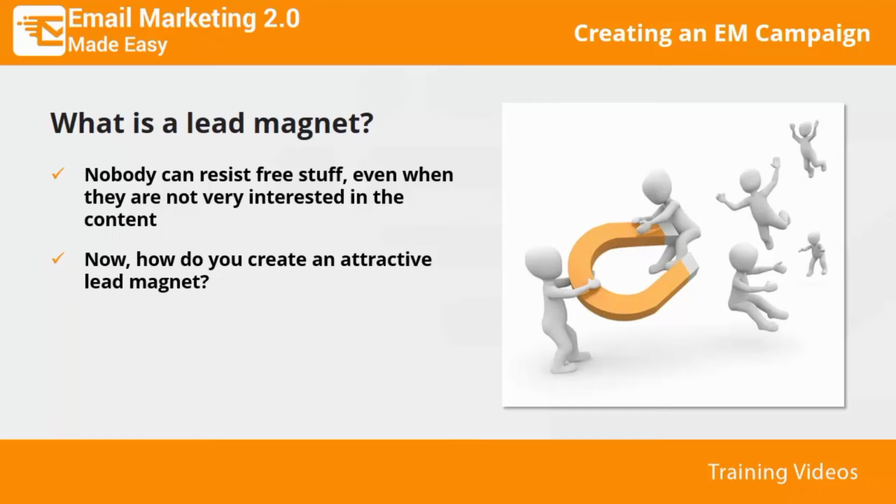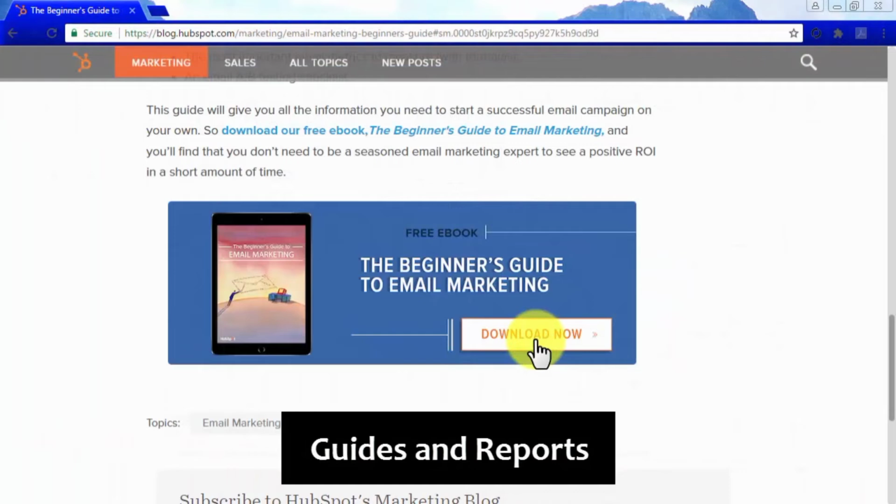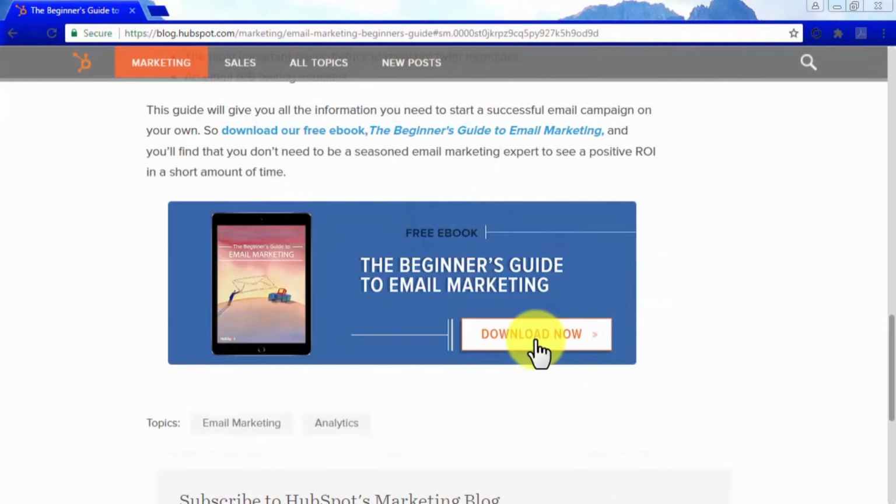What are the most common types of lead magnets? Here are the types of lead magnets that work for every type of business and how to create them. Guides and reports. Guides and reports are a favorite among freebie lovers because they offer just the right amount of information to tease people into converting to customers.